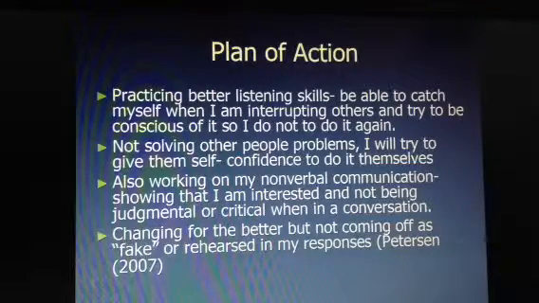Also working on my nonverbal communication. Showing that I am interested and not being judgmental or critical when in a conversation. Changing for the better, but not coming off as fake or rehearsed in my responses. Change is good, but can also become confusing for people whom we communicate with daily. Berkeley and Allen talked about preparing others of the intention of you wanting to become a better communicator. Basically, just making the change gradually.